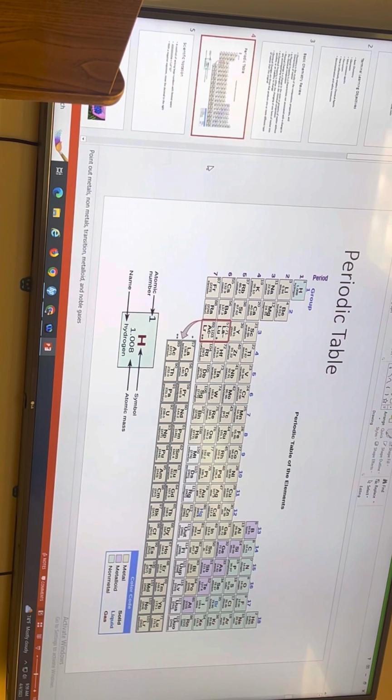Now your atomic mass is everything inside that atom. That's your protons, neutrons, and electrons, though electrons weigh almost nothing, so we don't concern ourselves with those too much. Atomic number is the number of protons. Atomic mass is your protons, electrons, and neutrons all together. Make sense? So how many protons does oxygen have?